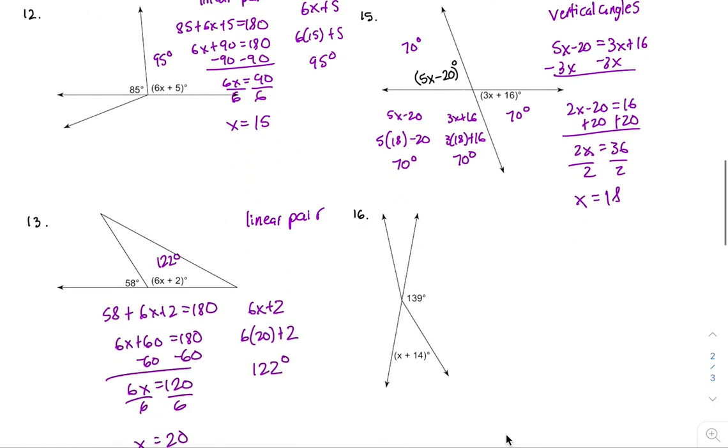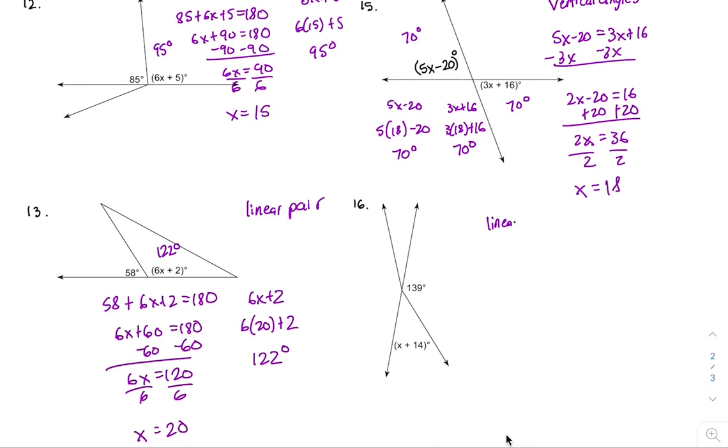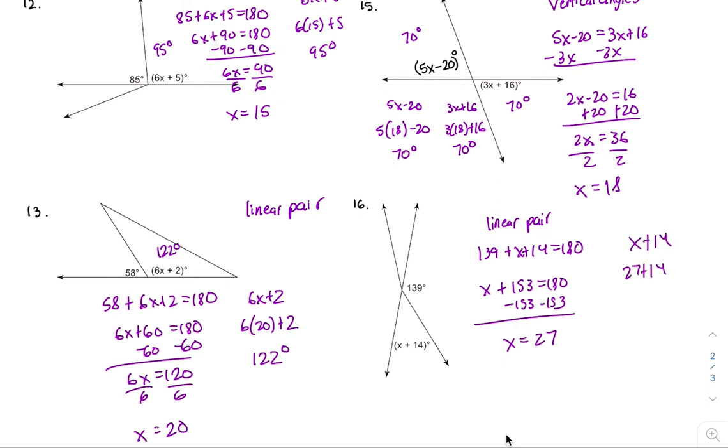And our last one is a linear pair. And it's supplementary, so they add up to 180. X plus 153 is equal to 180. Subtract 153 from both sides. So now plug it into the angle to find the angle measurement, and we're going to get 41 degrees.